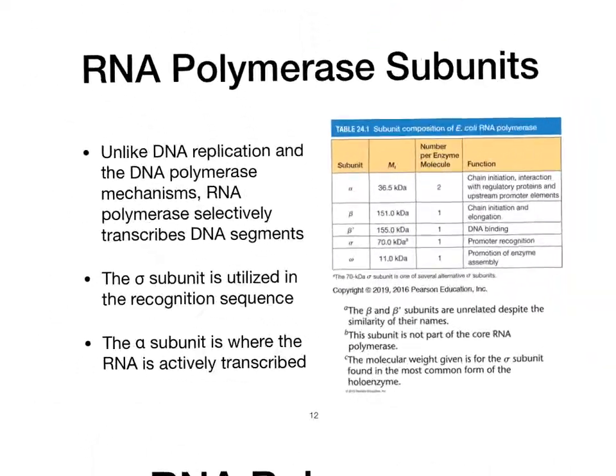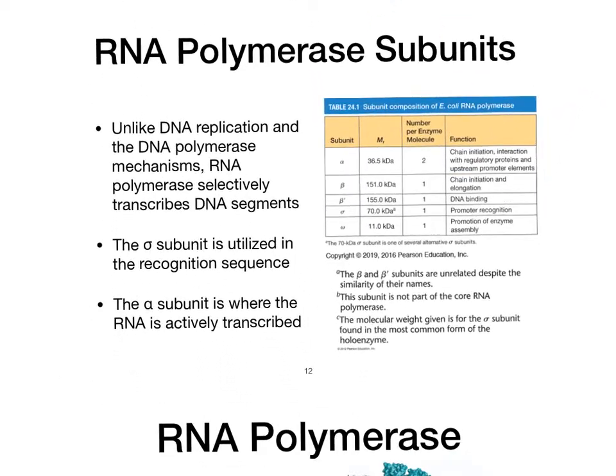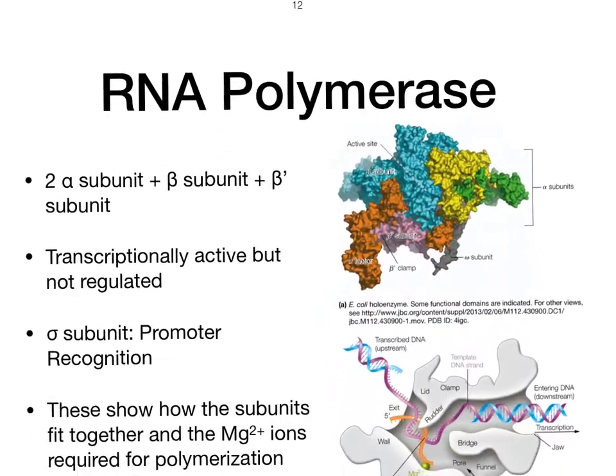The 5 subunits that we want to learn about today are the alpha, beta, beta prime, sigma, and omega. The sigma subunit is utilized in recognition. The alpha subunit is where we have active polymerization. There are multiple entities in here, and some of these, unlike DNA polymerization, will come and go from the process.